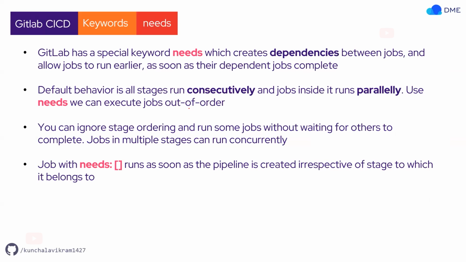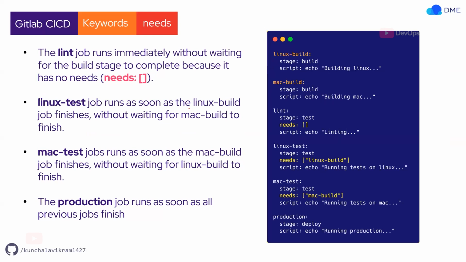If you see this Linux build, it belongs to the build stage. This is also build, which means these will run in parallel. And there is also test. So there are 3 test jobs, and usually they should run in parallel.